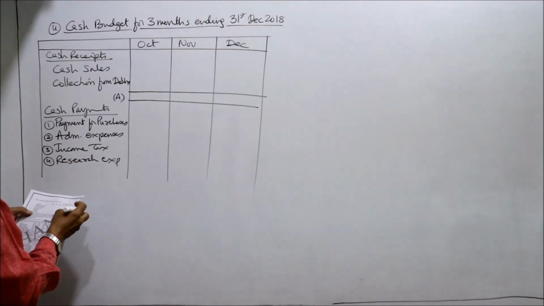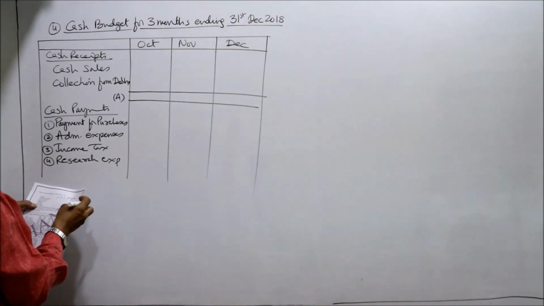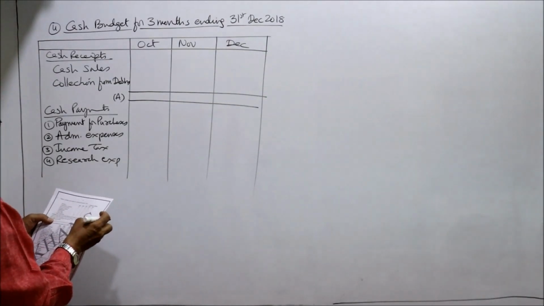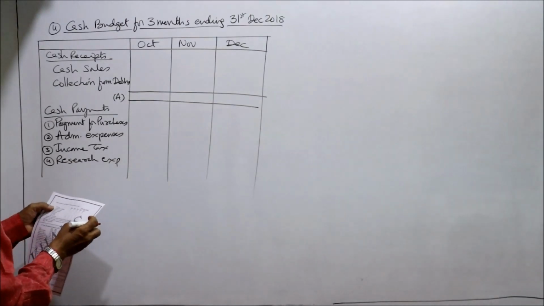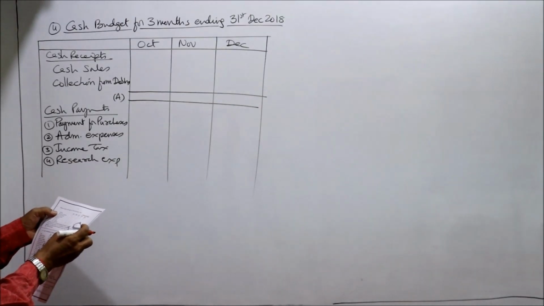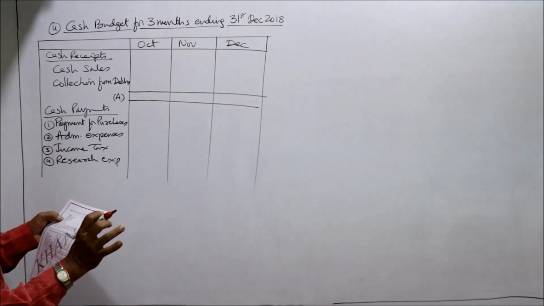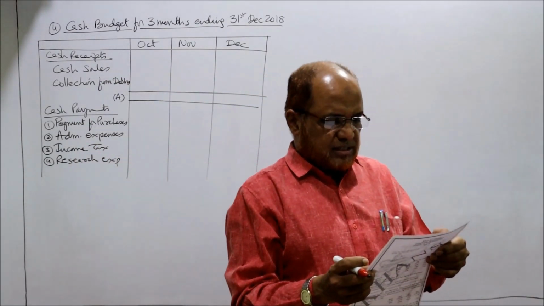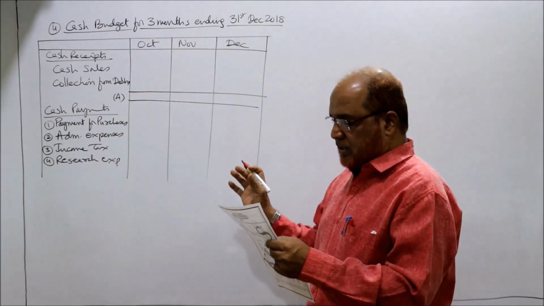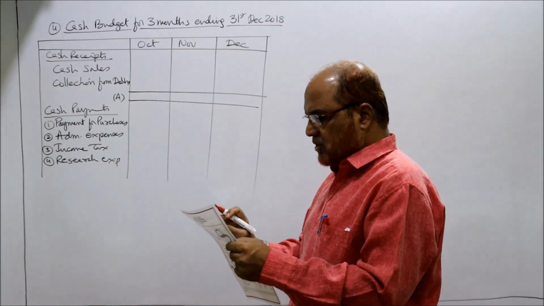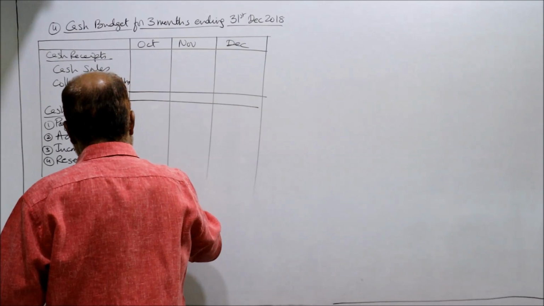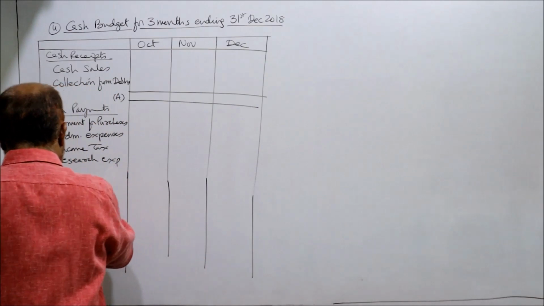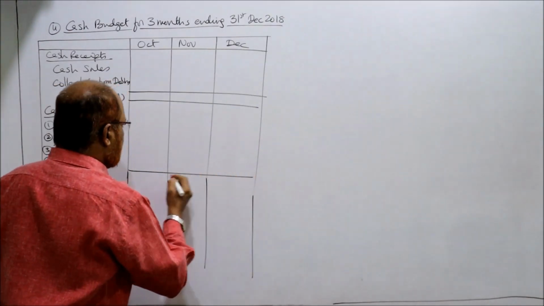Depreciation we should not take. Cash sales is directly given. Credit sales we'll find out. Sale of fixed asset we should not take. Purchases are paid. Only 4 items: purchases, administrative expenses, income tax, research expense. That's all, only 4 payments we have.